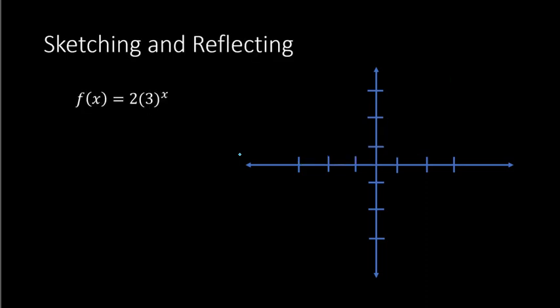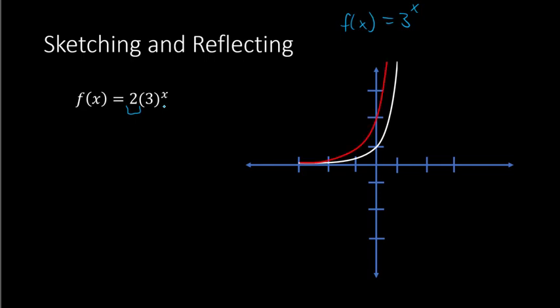Now what about this function? We have 2 times 3 to the x power. Well, here we see graphed f of x equals 3 to the x power. The 2, the number being multiplied outside of that, is going to either compress or stretch the graph out. And the 2 is actually going to stretch it out. It's going to make it more steep, so to speak.